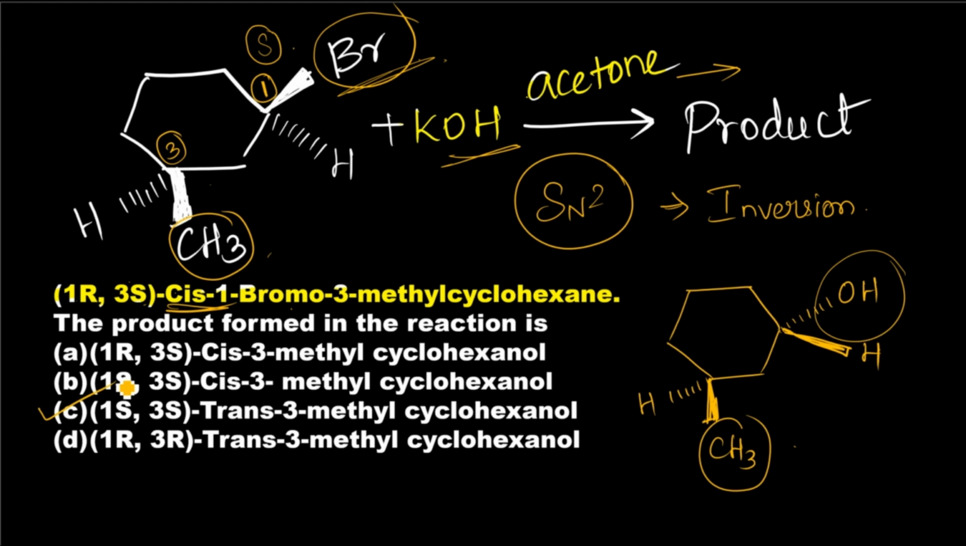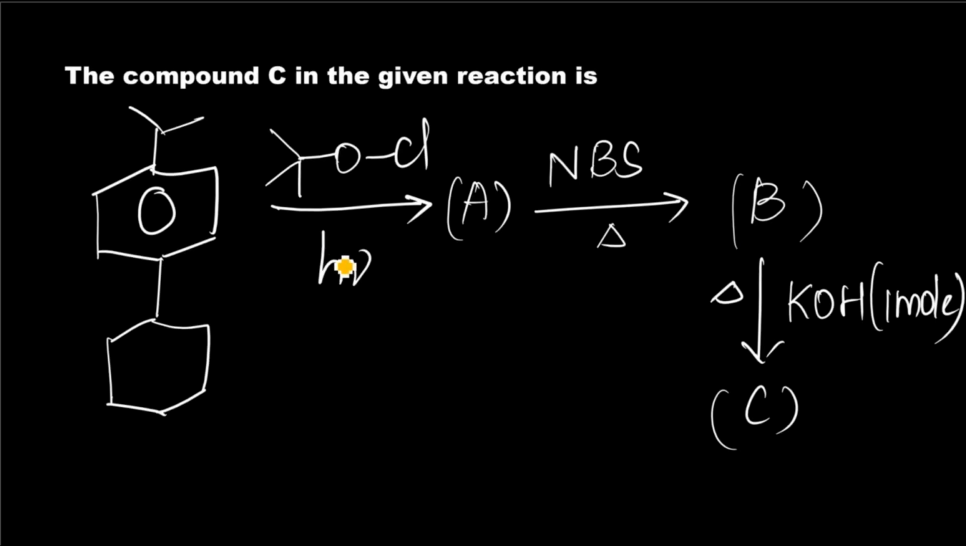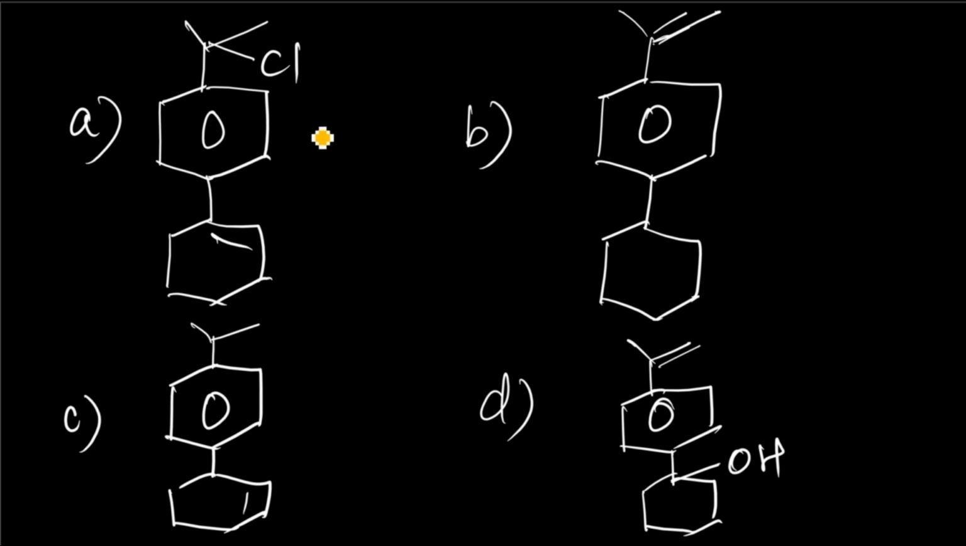Is it clear? Very clear. Moving on to the next question. Compound C in the given reaction is. Okay. Here I am having tertiary butyl benzene with Cl, then NBS followed by KOH 1 mole. What is C? That is the question. So what are the options we have? Let's see. So option A, B, C, D is given. It's not much changed over there, but what is the reaction that can happen over there?